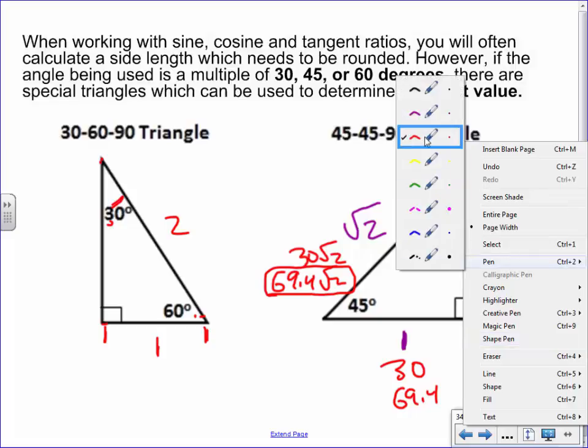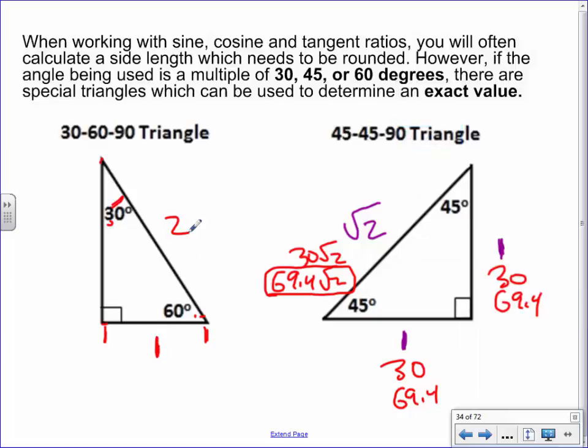If this side right here is 1, this side here must be double it. This side over here is actually root 3. And the way I calculated that is 2 squared is 4, minus 1 squared. 2 squared is 4, minus 1 squared is 1. 4 minus 1 is 3. Square root it, and you get root 3. Here's why this is useful then. If this was a 1 and a 2 and a root 3, well, then those are your sides.